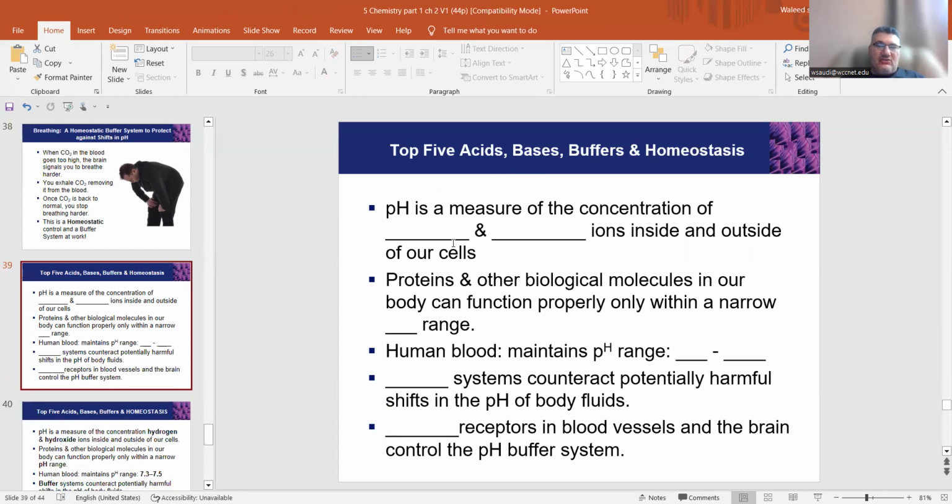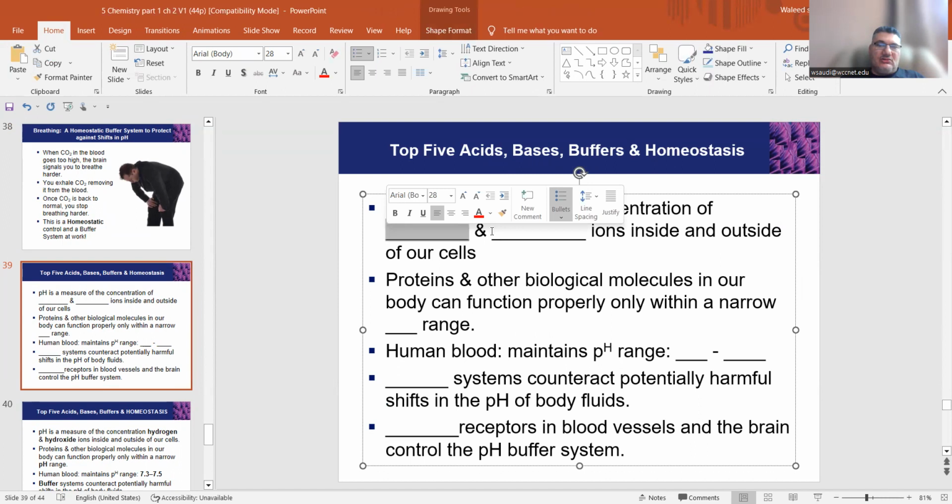pH is a measure of which ions? Can you guys help me with this? There are 2 ions here. What do you think? Does anybody know? Hydrogen and hydroxide. Excellent. Yes, hydrogen and hydroxide. Proteins and other biological molecules keep pH within the range. Which range? Which range is it taken care of? pH. You just said it. Yes, it's pH.